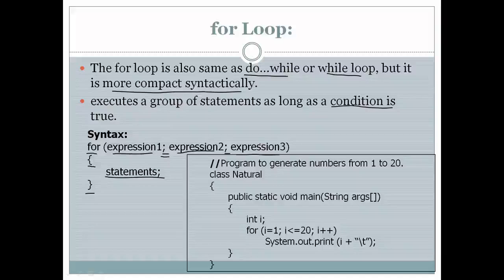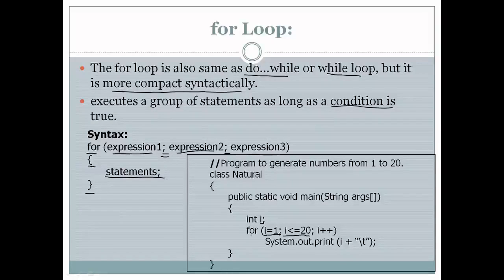Now look at a similar example, now by using a for loop: generate numbers from 1 to 20 again. Look at this example, class Natural. Inside the main, we have declared i here, then for i = 1, so we are initializing the counter variable i with a value 1. Then we have a semicolon, then the condition: i <= 20.